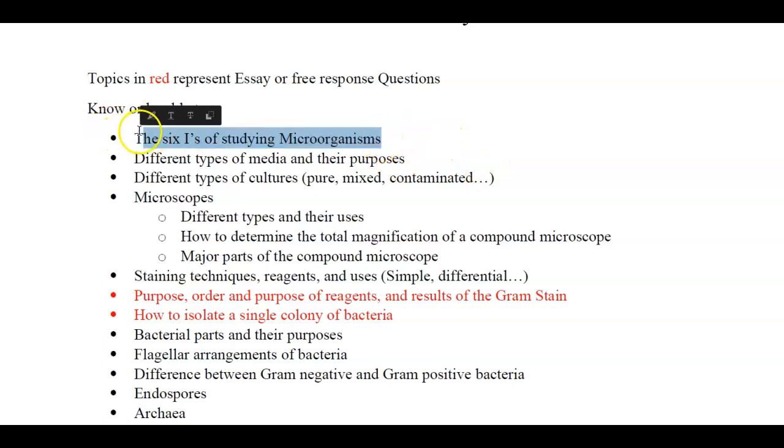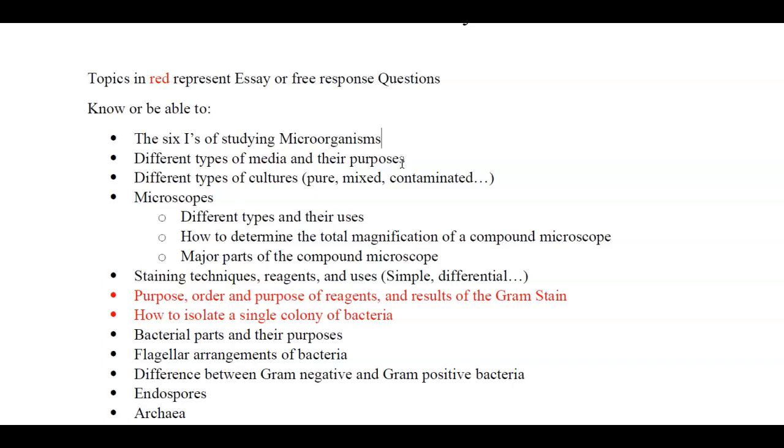Obviously know what they are and know a potential order of using them. They're not necessarily all in order. But if there was a scenario where I was looking to identify some organism from a source, how could I use the 6 I's to do that? Different types of media and purposes, selective and differential. We talked a bunch about that.